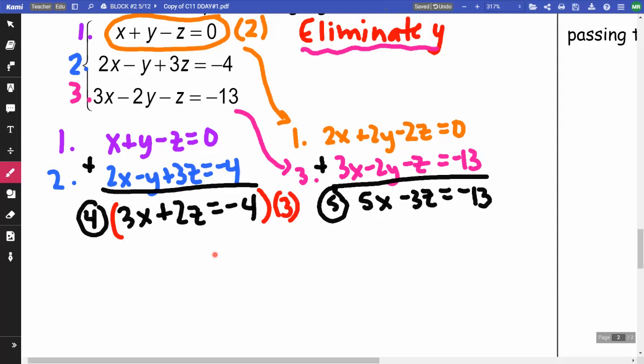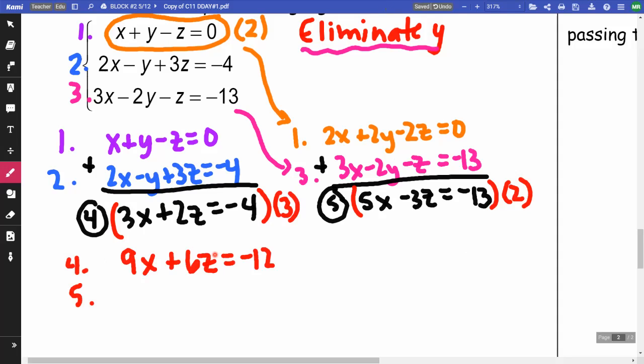And so that's going to give me 9x. And again, this is equation 4. I'm just rewriting it. So 9x plus 6z is equal to negative 12. And then this one over here, I'm going to multiply by a 2. And so for my new equation 5, I'm going to get 10x minus 6z is equal to, when I multiply these together, negative 26.